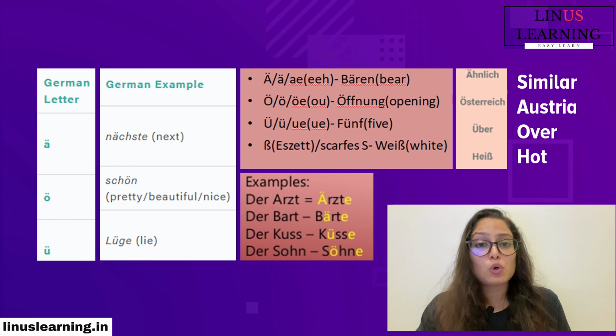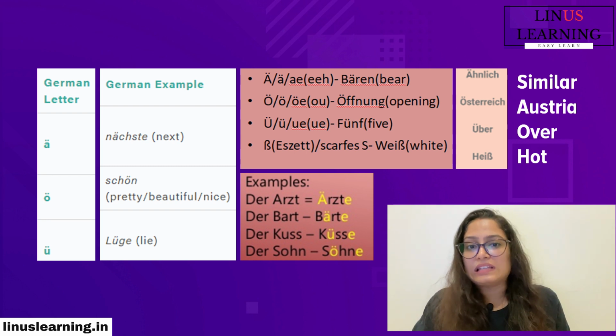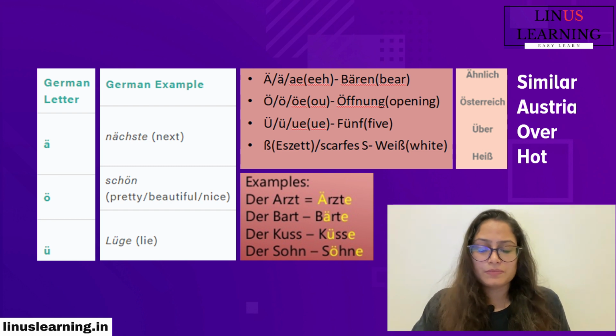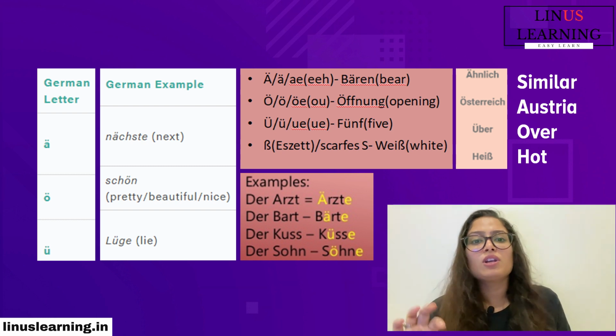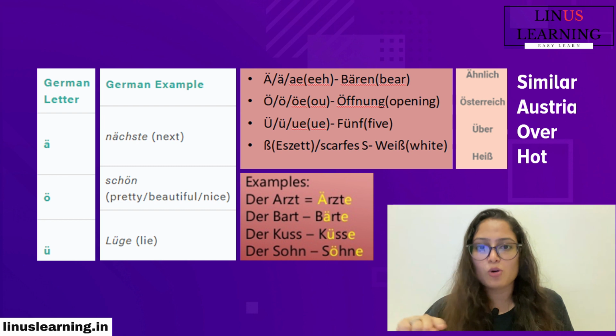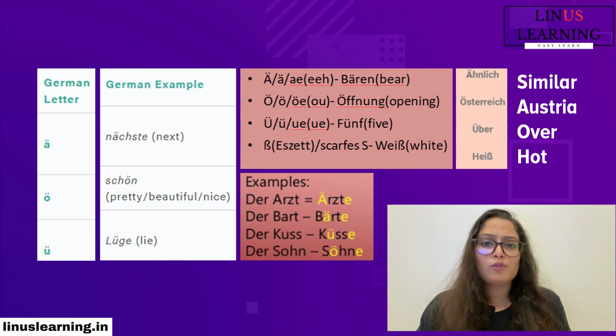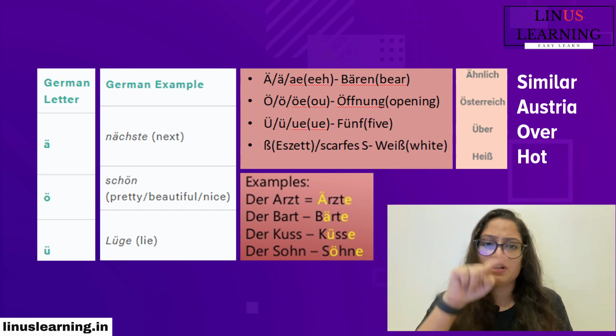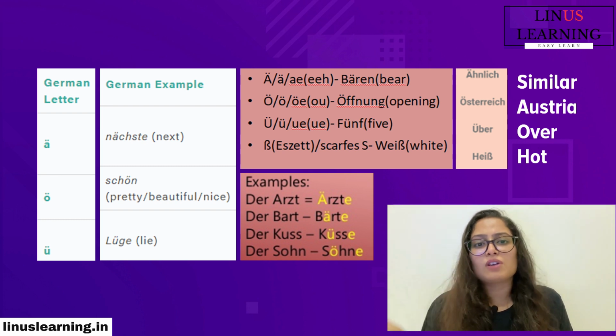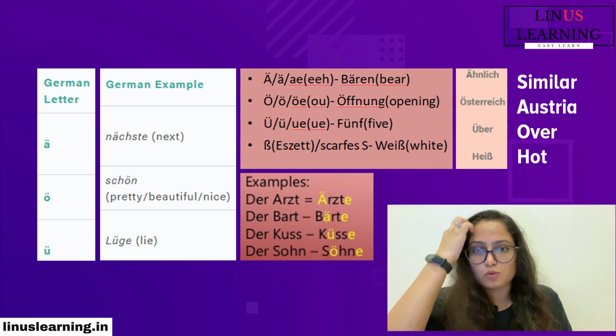Then Vögel. Remember we did Vogel. Vogel means bird. The plural will be die Vögel. Vögel is birds. Then some examples for the S set, the sharp S or the double S. You can either write the symbol S set or you can write double S. Both mean the same. If you have a keyboard where you can't find the S set, then you can write double S for it. That will do the needful.